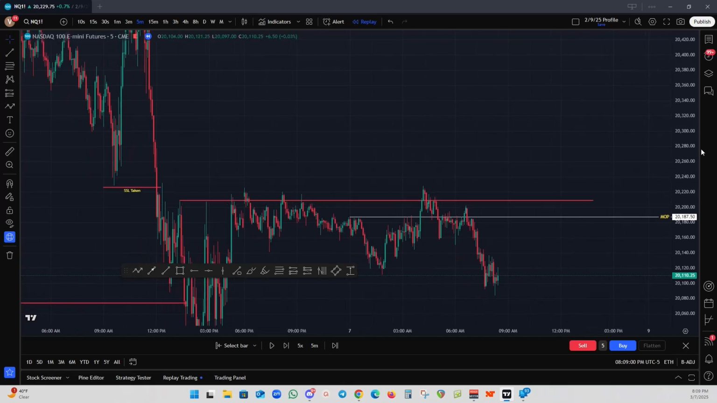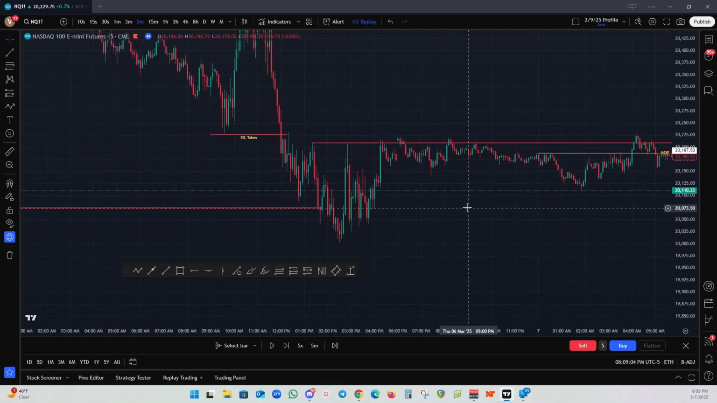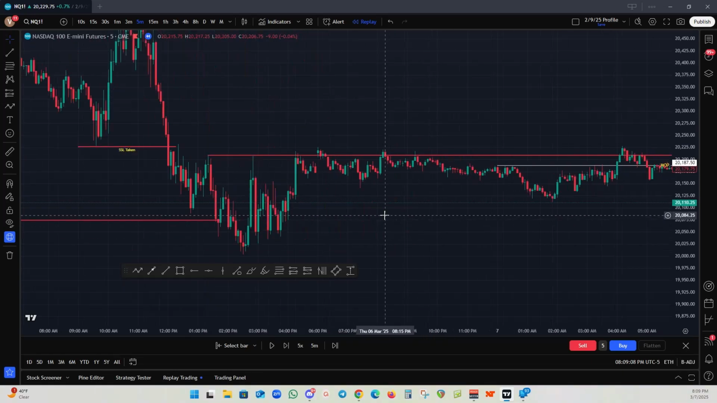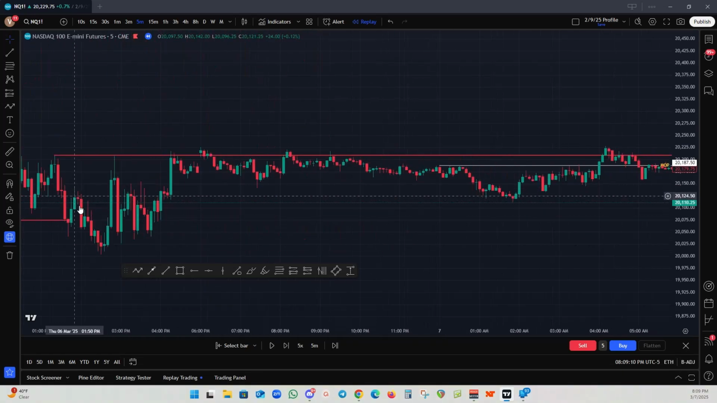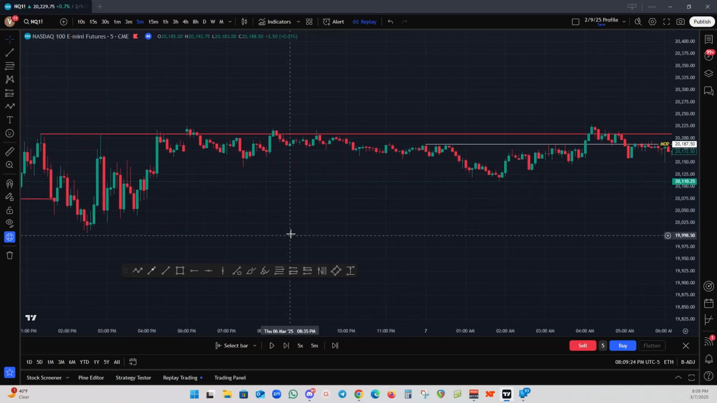I'm looking for a shift in market structure. My first signal that it wants to go up instead of continuing down is that it broke the swing high here. It broke its pattern of making lower lows and lower highs. So here's a lower high, lower low, lower high, lower low. Then it made a higher high, which breaks the pattern. So that's my first sign.